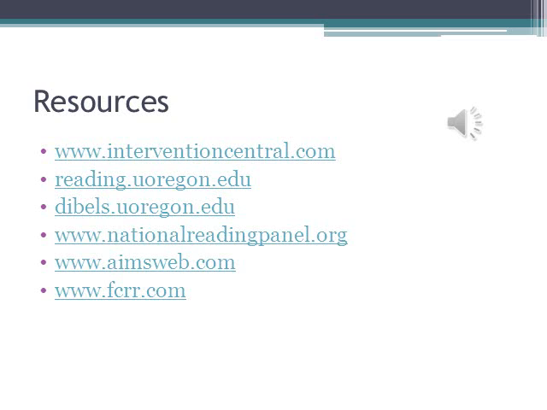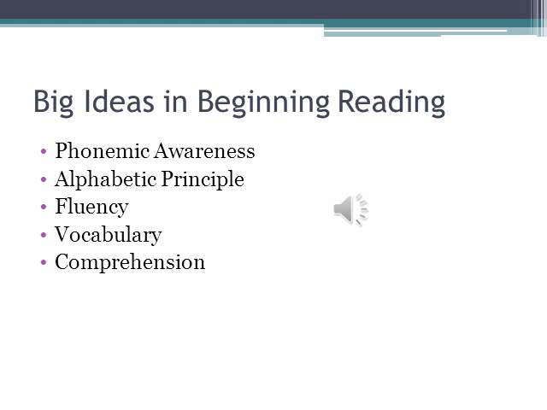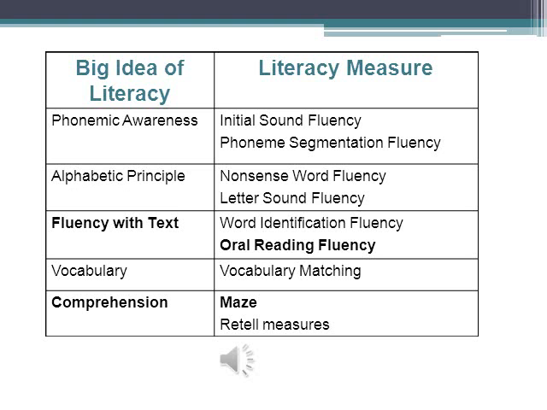So these are all good resources if you get yourself in a position where you will be doing these assessments, where you can generate the probes there instead of creating them yourself. I just wanted to remind you again of those big ideas in beginning reading that we reviewed this week. And today when we talk about reading CBM and maze, we're looking at measures that target reading fluency and comprehension. And next week we'll talk about early literacy measures, so we'll look at measures that are linked to phonemic awareness and the alphabetic principle.